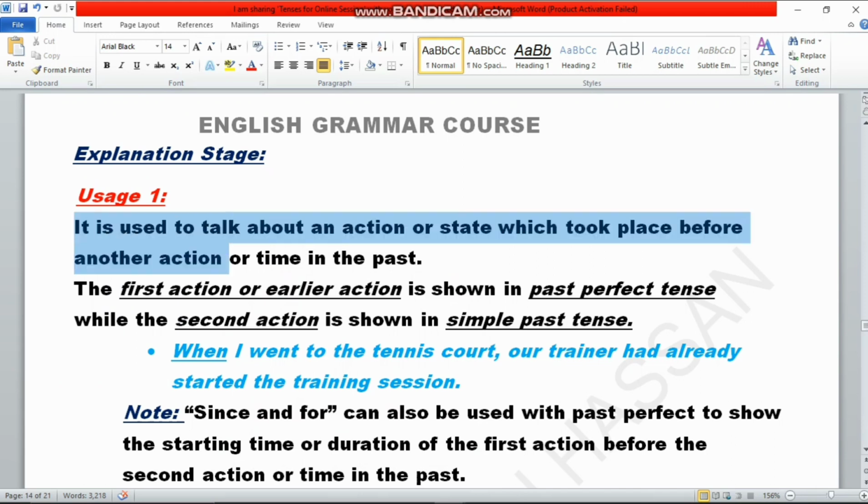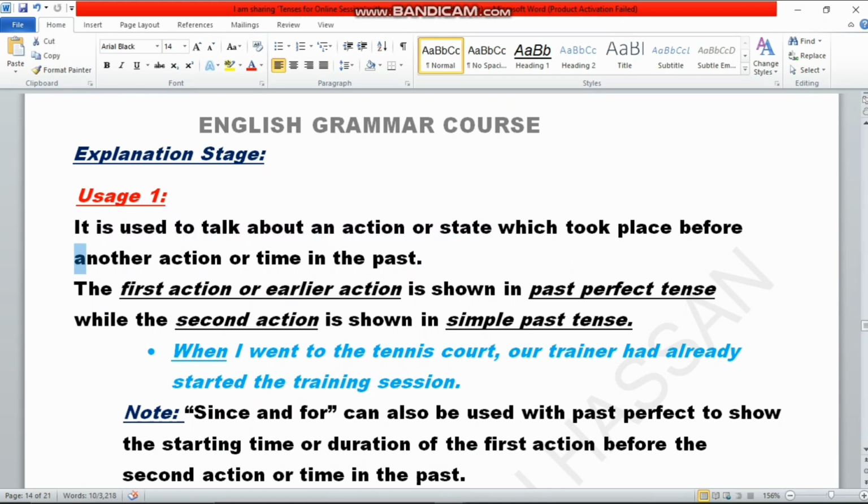It is used to talk about an action or state which took place before another action or time in the past. When we discuss past perfect tense, you need to understand that there is a talk of two actions, or one action plus one time, because past perfect tense talks about one activity that took place before another activity or time in the past.